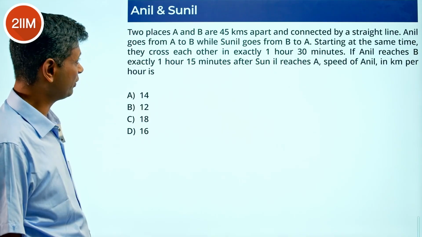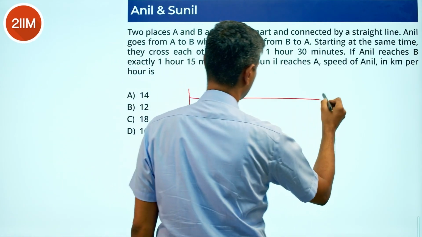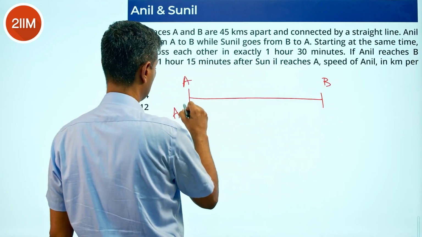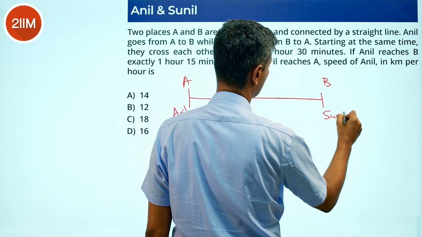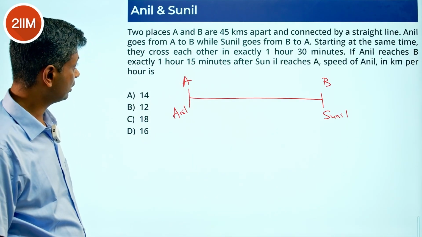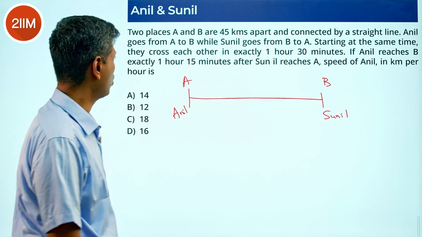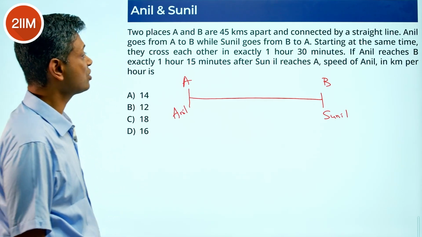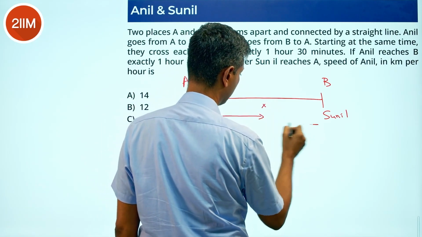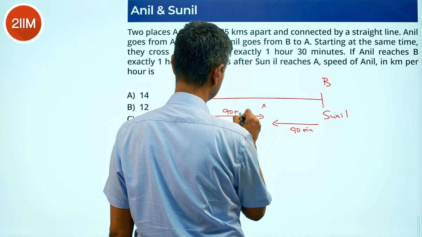Two places A and B are 45 kilometers apart and connected by a straight line. Anil goes from A to B, but Sunil goes from B to A. Starting at the same time, they cross each other in exactly 1 hour 30 minutes. So after 1 hour 30 minutes, they meet somewhere here. 90 minutes.